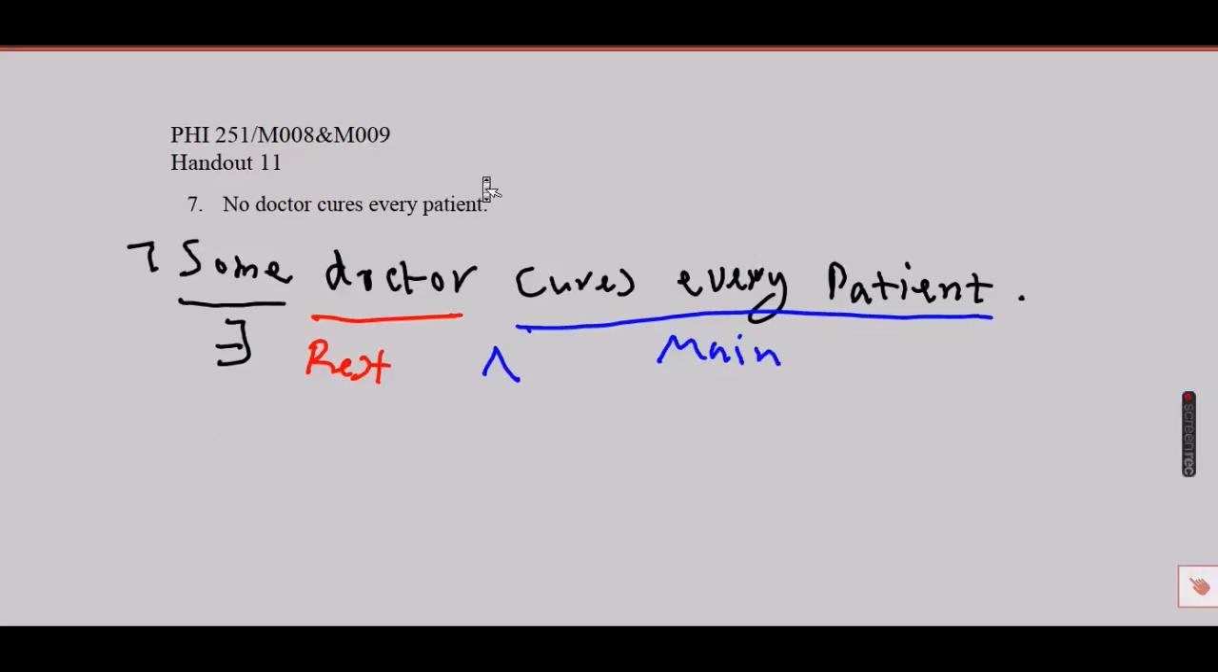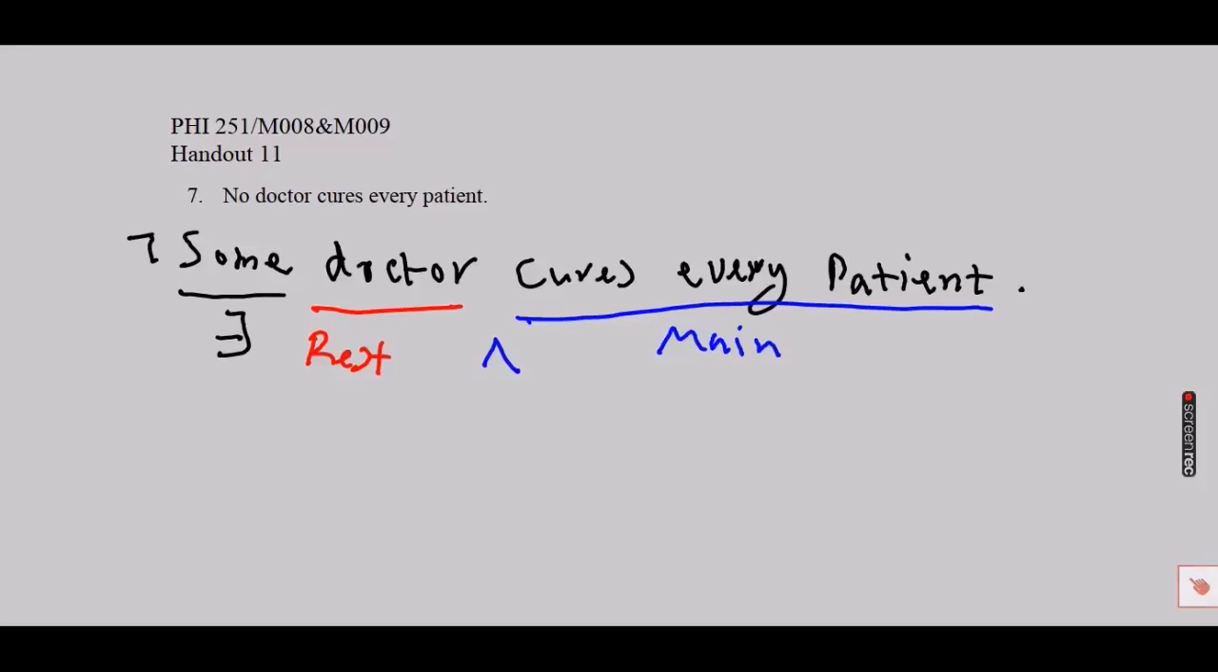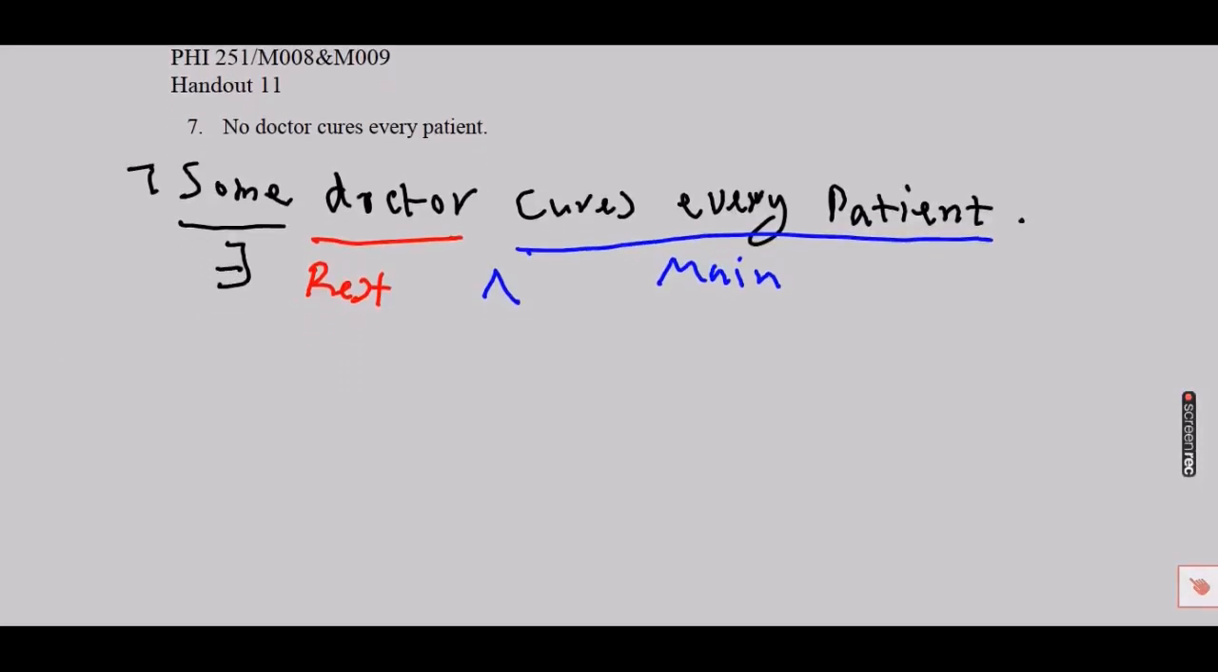Okay, so let's start doing it. We have the negation. And then we have, it's not the case that there is some x such that x is a doctor, and then we have the main predicate: x cures every patient.